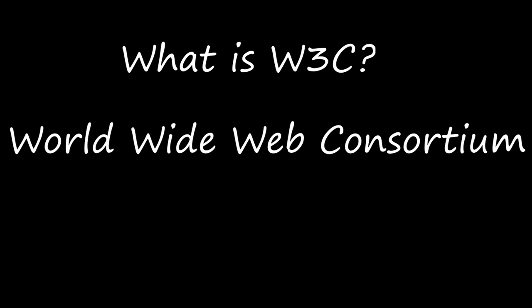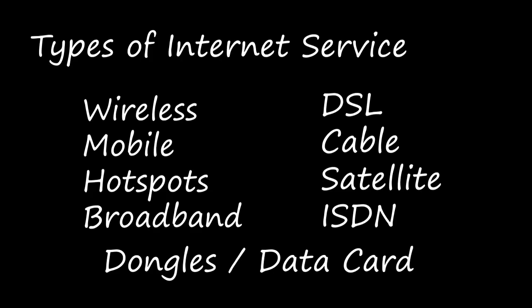Okay. Next, let's see the types of internet services. What are the types of internet services? Wireless internet services are there. Mobile is a type of internet service. Hotspot, broadband, DSL, cable, satellite, ISDN, dongles or data cards. These are all the internet services. Let's see the types of internet services briefly.